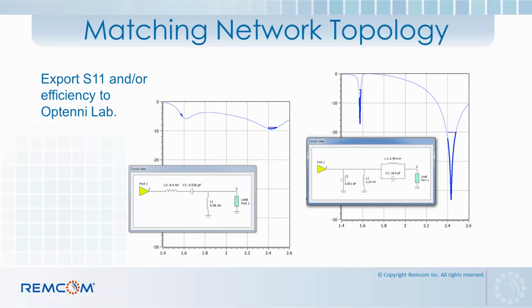The next step in the workflow is going to be synthesizing a matching network topology. And here we're going to want to take that S11 data and that efficiency data and export it into Optenni Lab. Again, Optenni Lab is a third-party software package that is available from Optenni, and it is a matching network topology synthesis tool. So it will take S11 and efficiency, and it will generate a matching network topology and predict the match based on that data and based on that topology.